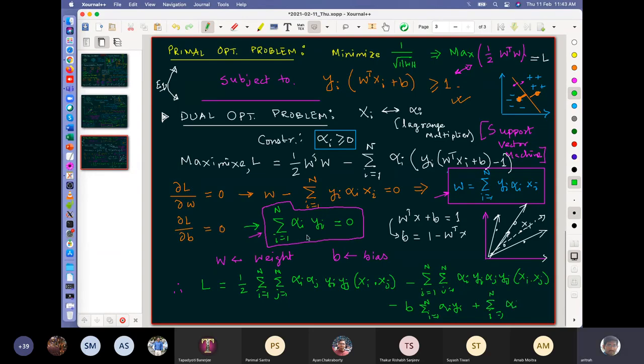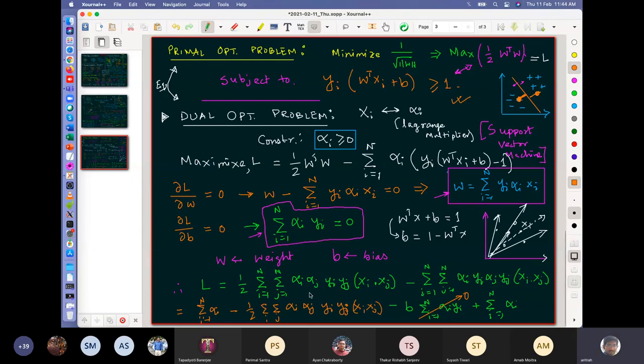This is it. Now this term is 0, so this one cancels. This term is 0. These two terms are the same, so I will just have a half of it. So finally, I come up with summation of alpha i, where i equal to 1 to n, minus half, because plus half and minus 1 is minus half, sum over i and j, alpha i, alpha j, yi, yj, xi, xj. So that is my maximized value that I want to maximize for this line to be best placed in the best position.